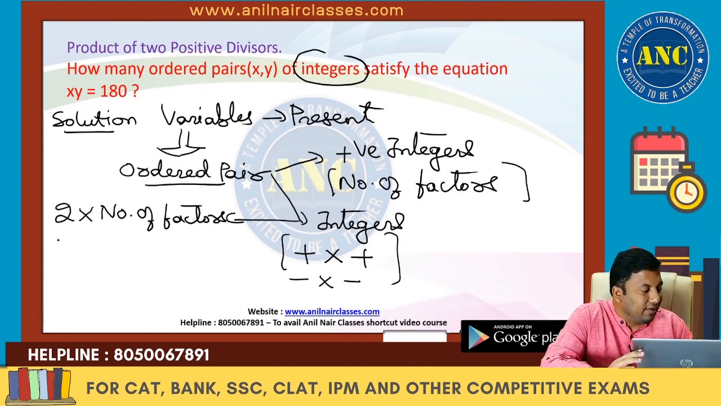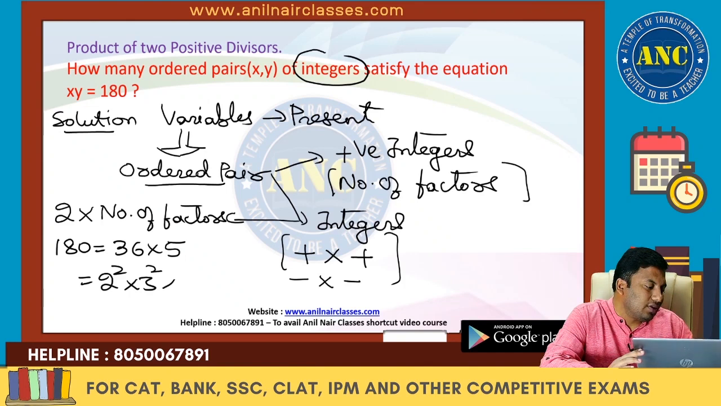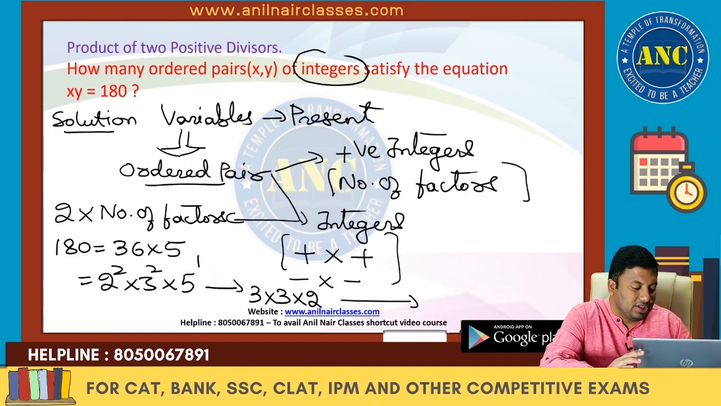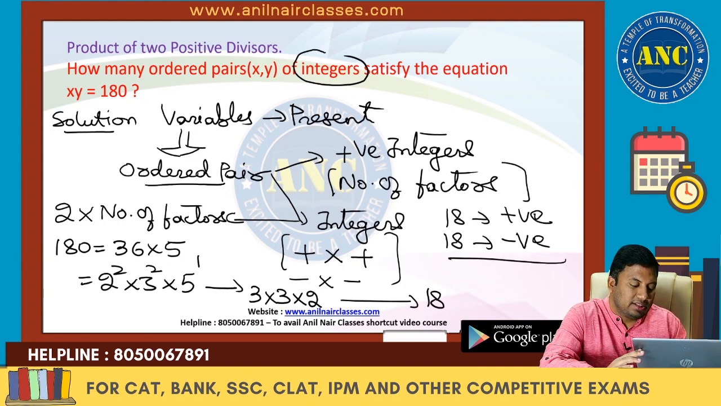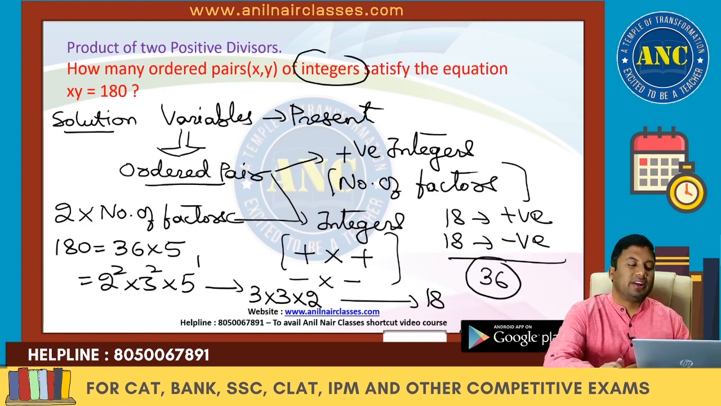So 180 is nothing but 36 into 5. 36 is 2 square into 3 square, and 5 power 1. 2 square gives 3, 3 square gives 3, 5 power 1 gives 2 cases. So 18. 18 positive cases, 18 negative cases. Total I will get 36 for this answer.